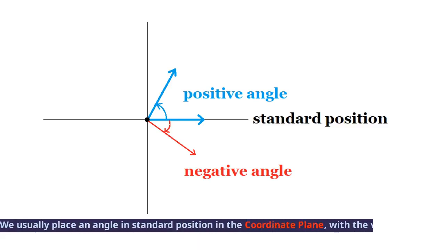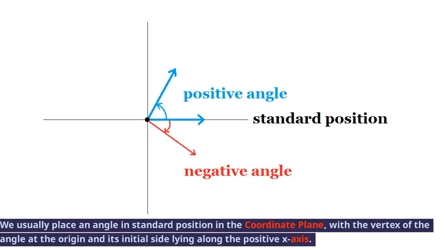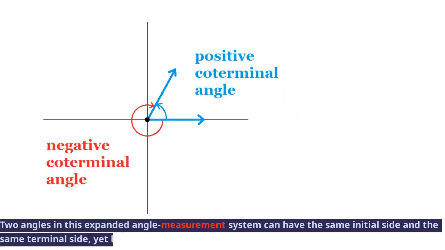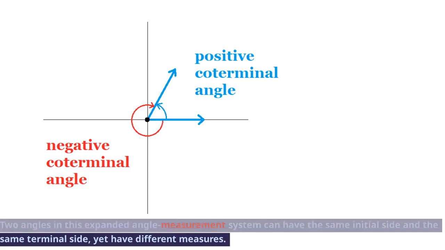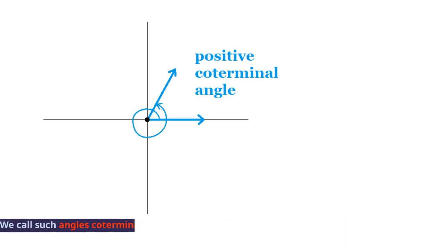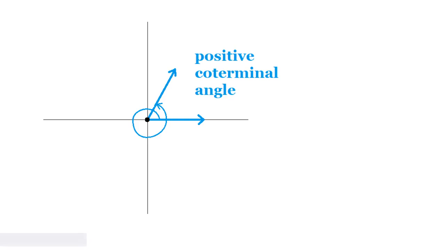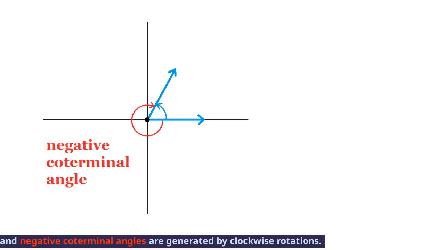We usually place an angle in standard position in the coordinate plane, with the vertex of the angle at the origin and its initial side lying along the positive x-axis. Two angles in this expanded angle measurement system can have the same initial side and the same terminal side, yet have different measures. We call such angles coterminal angles. Positive coterminal angles are generated by counterclockwise, and negative coterminal angles are generated by clockwise rotations.